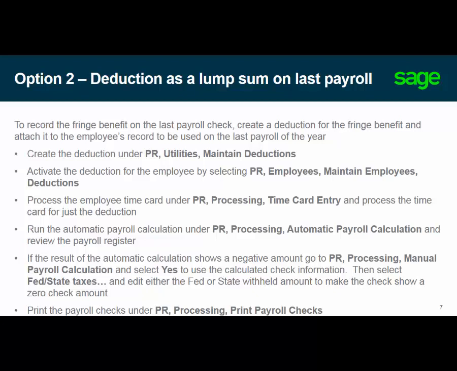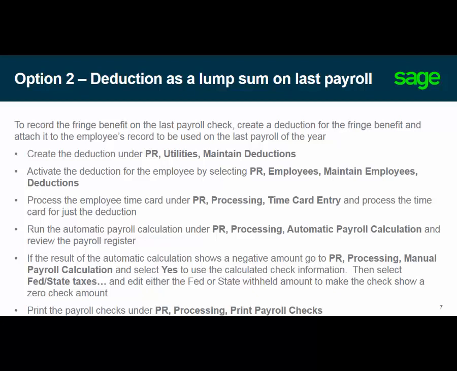The first thing that you're going to do is create the deduction. Then you will activate the deduction for the employee. And you're going to process the employee time card, adding this deduction to that time card if using variable entered on time card. Then you're going to run the automatic payroll calculation and review your payroll register.